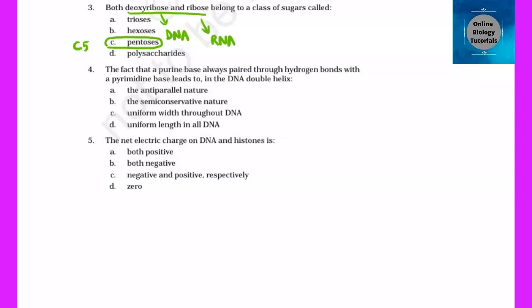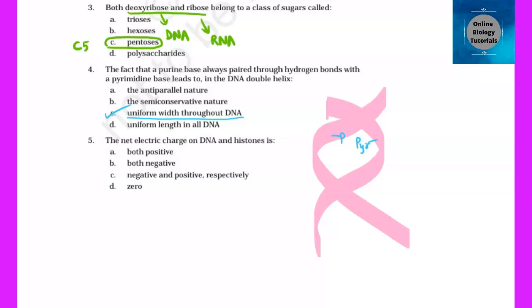Next question is, the fact that a purine base is always paired with a pyrimidine base through hydrogen bonds leads to... in the double helix of DNA. So suppose this is one strand and this is another strand, we will have a purine here and a pyrimidine here. So what it will do is give rise to a uniform width throughout the DNA. So this is the right answer, option number C.